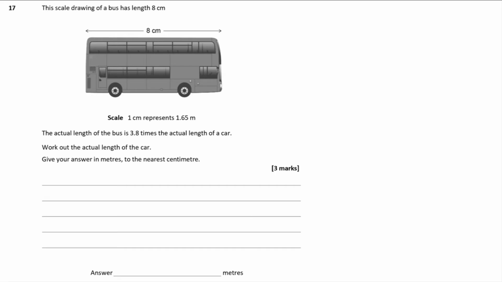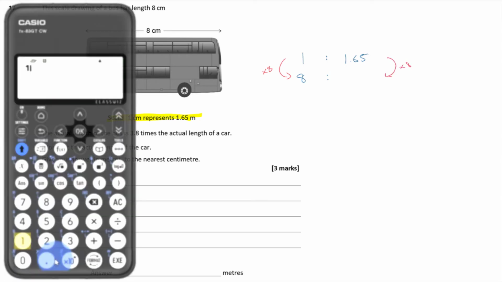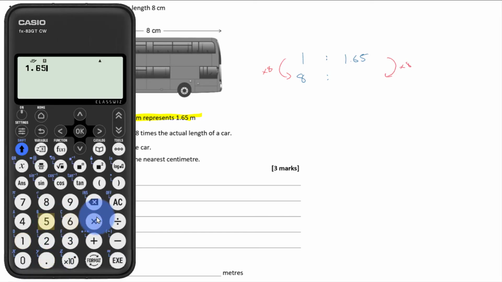Okay, so we've got the scale. Let's start with the scale first. We've got the scale of 1 centimeter represents 1.65 meters. So if 1 centimeter represents 1.65 meters, then our 8 centimeters of the bus is going to be 8 times bigger, isn't it? If I'm going to times that by 8, I'm going to have to do the same here as well. So what's 8 times 1.65? That comes to 13.2. So the bus must be 13.2 meters in length.